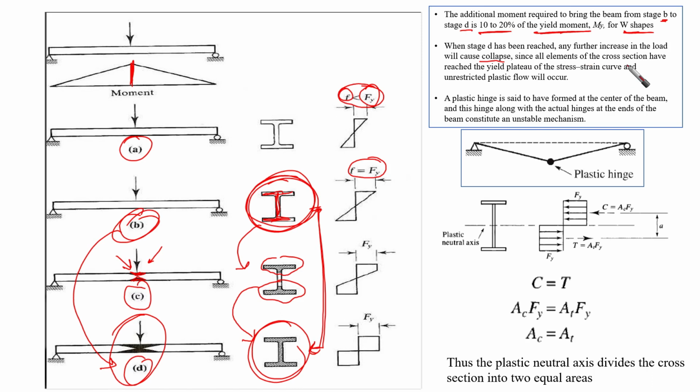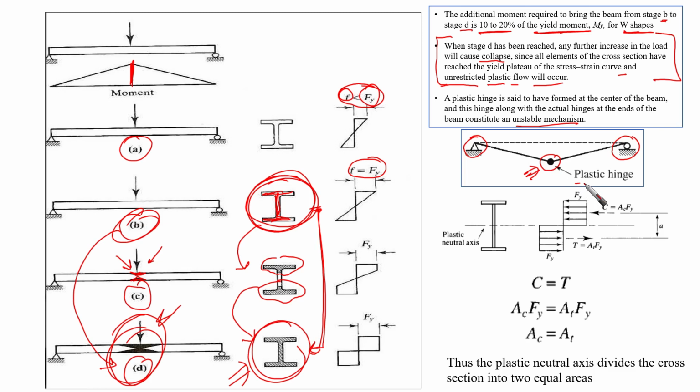Since all elements of the cross-section have reached the yield plateau of the stress strain curve, an unrestricted plastic flow will occur. That's the point that we have been discussing before: after that nothing more can happen, because collapse would take place, a mechanism would take place here. A plastic hinge is said to have formed at the center of the beam, and this hinge, along with the actual hinges at the ends of the beam, constitute an unstable mechanism, because here we have a hinge, at the other end we have a hinge, and in the middle there is another hinge.